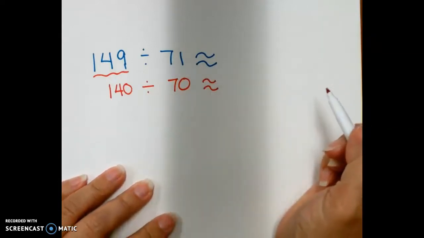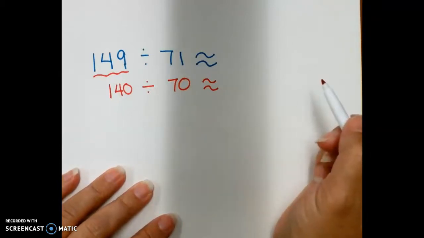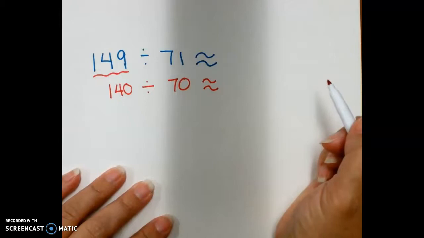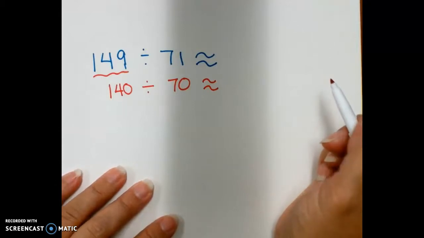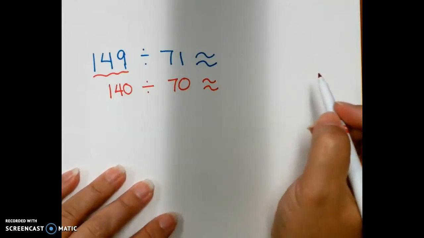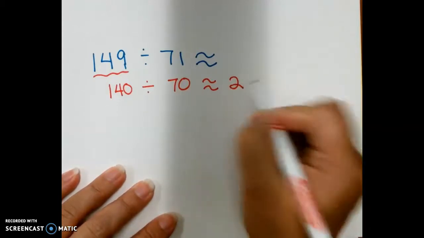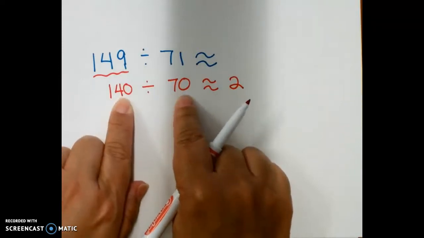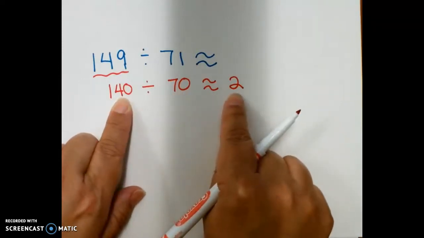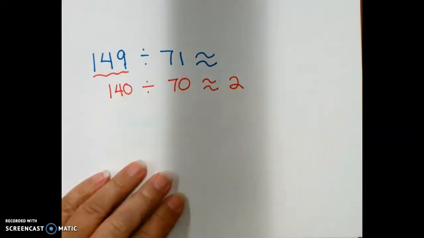Remember, sometimes when we round or when we're estimating quotients and products, we're doing it just to make it easier for us to get a starting point to solve the problem. So I'm going to round 149 to 140 because I can divide 14 by 7 and I would get 2. I have 14 tens and 7 tens, so I just have 2 70s in 140.